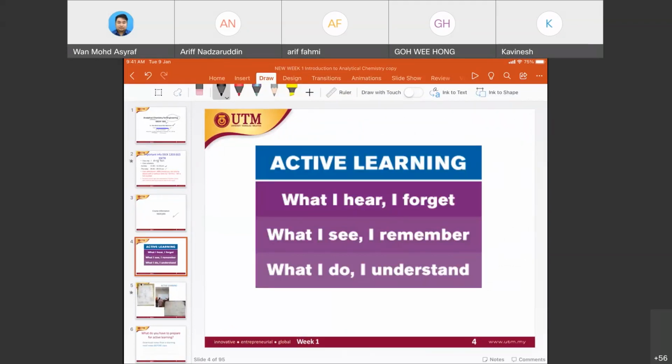Okay, so active learning is something that, as it says in the slide, what I hear, I forget. So if I'm just giving lectures, I tend to forget. When I see, I remember. But when I do, I understand. So active learning is something that you need to be involved in. You need to do whatever we have planned inside the class, so that outside of the class you don't need much time to revisit the subjects. That's what active learning is all about, for you to get the gist of the subject.